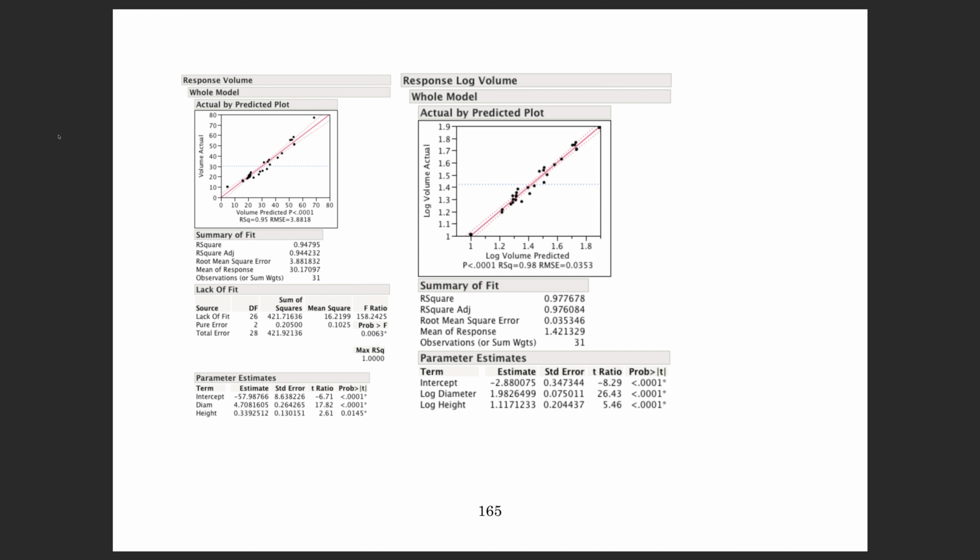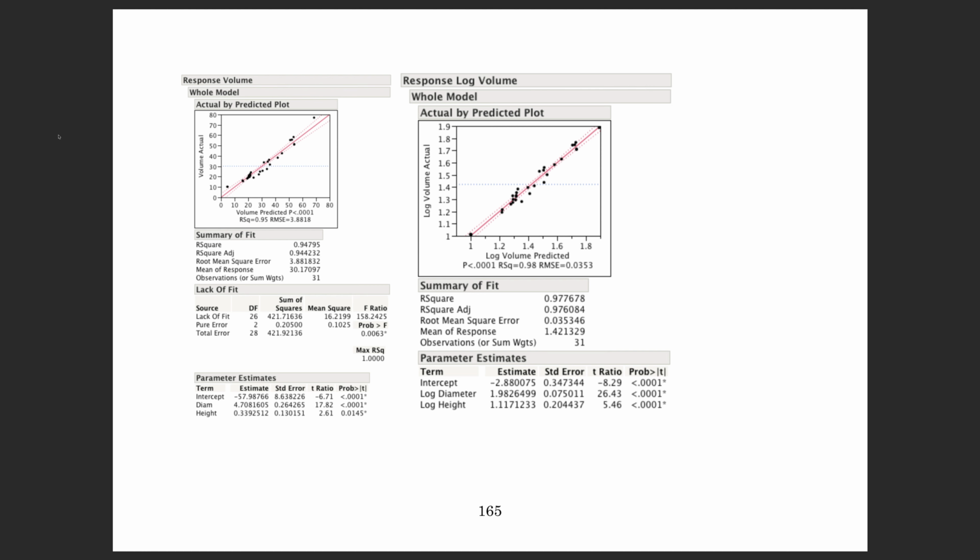And again, both the covariates are significant. This time they're both very strongly significant. But interestingly, look at the coefficients for log diameter and log height. The coefficient for log diameter is 1.98 with a standard error of 0.075. So you can see that 2 is well within the confidence interval for the log of diameter coefficient. So that makes sense. Remember I said that V is proportional to D squared.